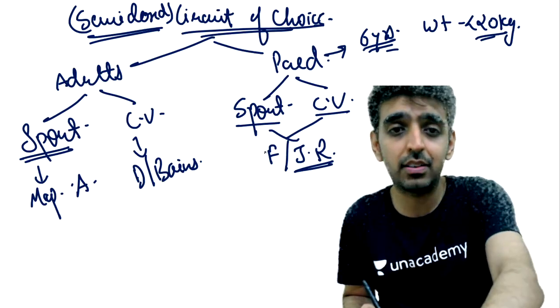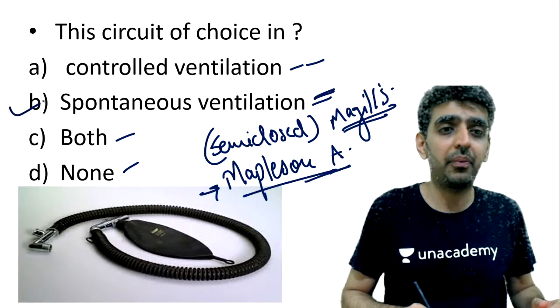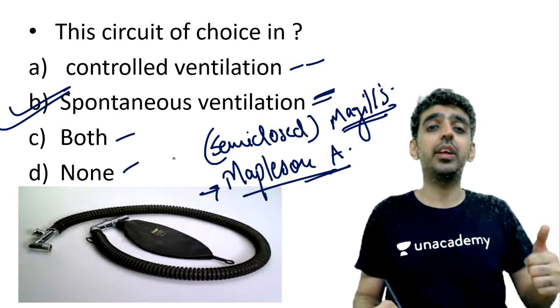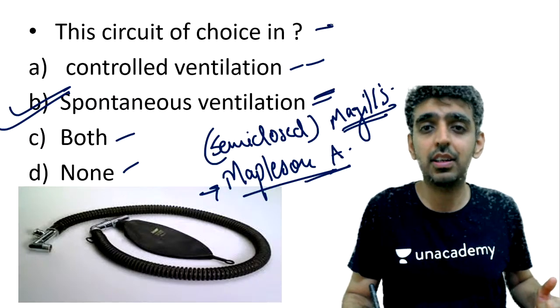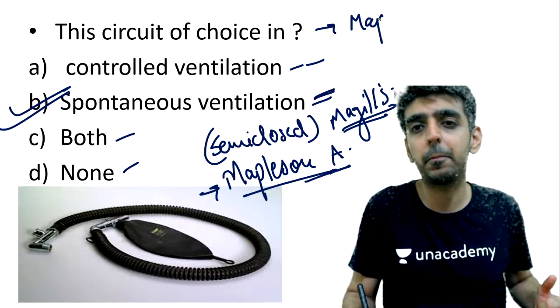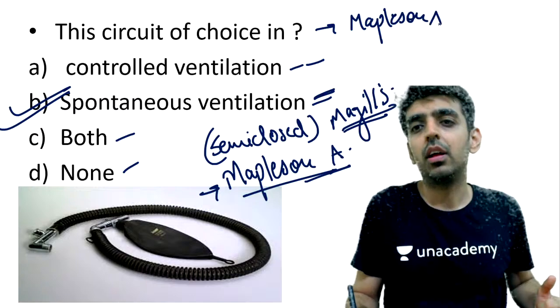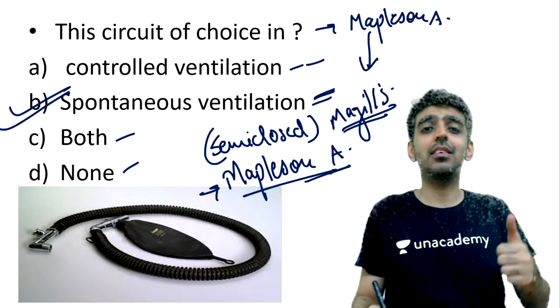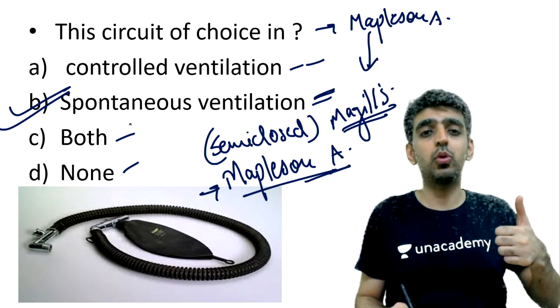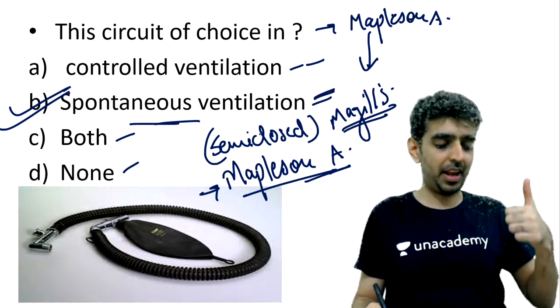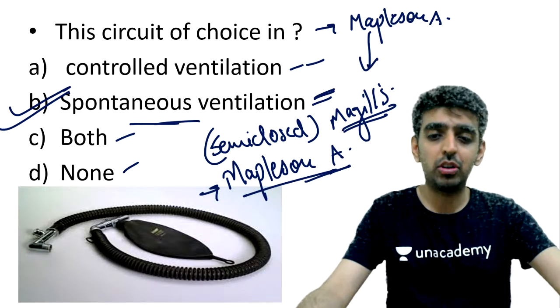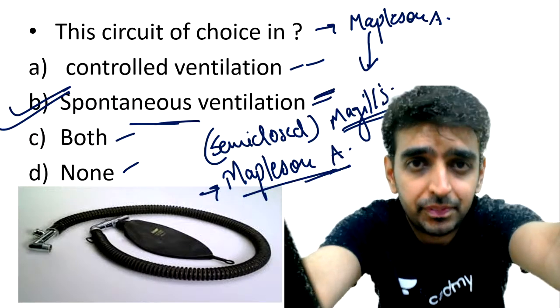So wonderful, guys. The correct answer here is option B, spontaneous ventilation. This is Mapleson type A or Magill circuit, and it is the circuit of choice when it comes to spontaneous ventilation under anesthesia. Yes, guys, clear about this topic? Shall we move on to the next?